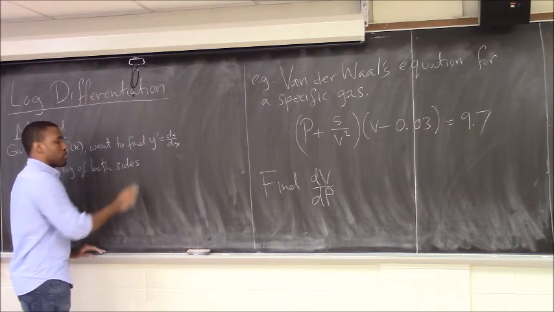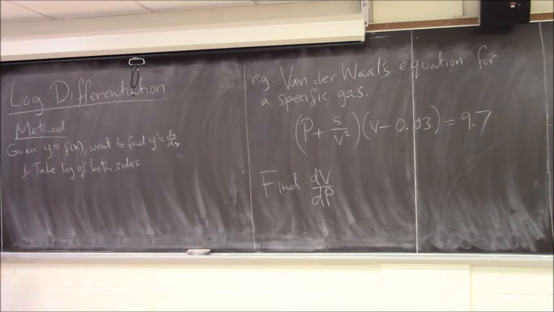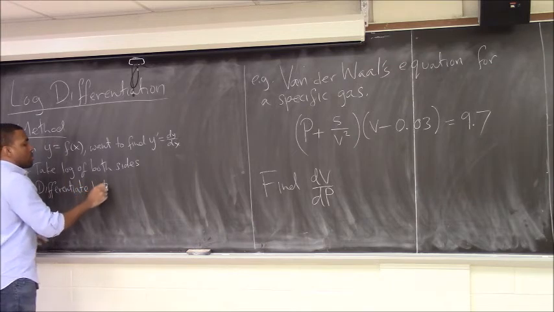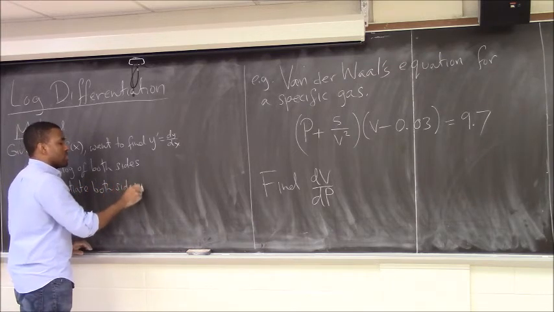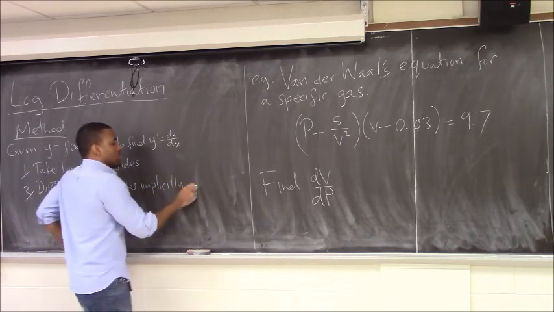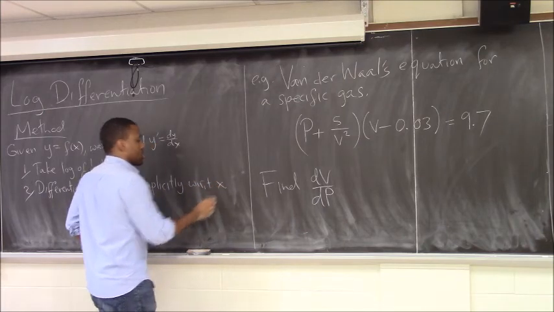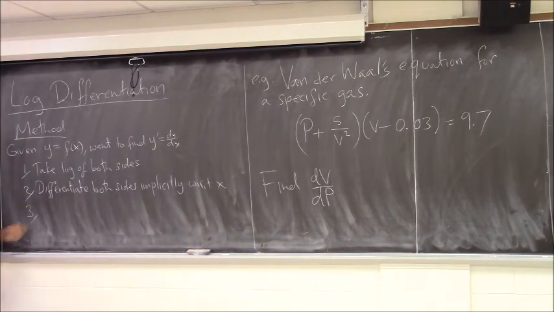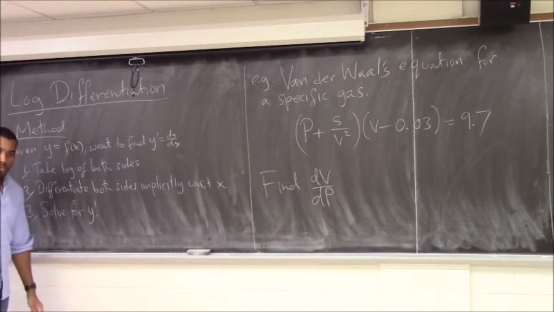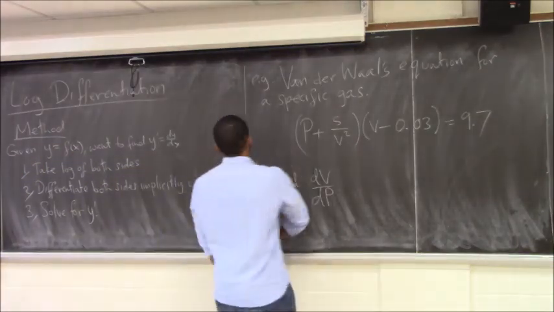You can look back at my proof for the power rule. I actually used log differentiation. I just never said I was using it at the time. The second step would be to differentiate both sides. Now it turns out the differentiation here would be implicit. So you differentiate both sides implicitly with respect to x. Third, a y prime is going to pop up. Solve for y prime, because that would be the point of interest.